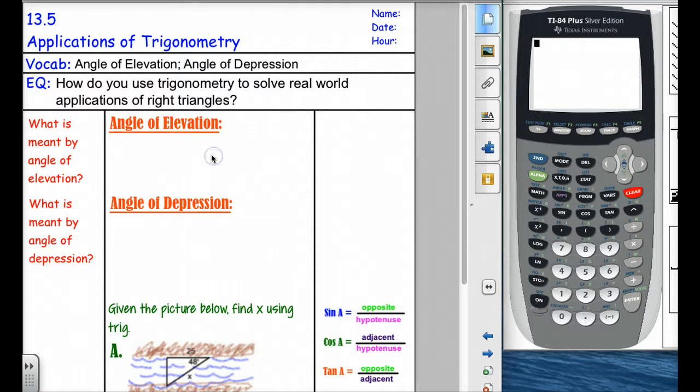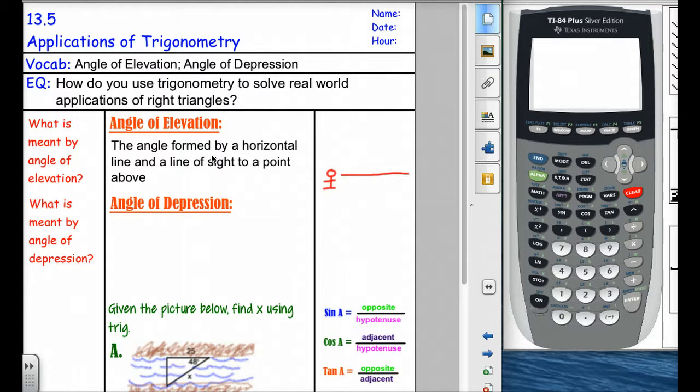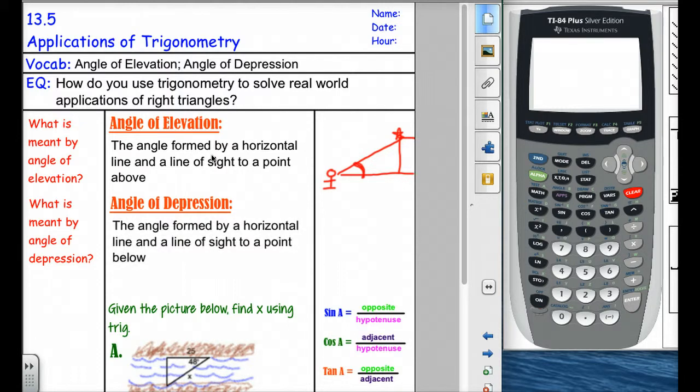When we talk angle of elevation, we're talking about the angle formed by a horizontal line and a line of sight to a point above. What that kind of looks like is, say you have a person here and there's a horizontal line here. Their line of sight to, say, something up here is going to be that angle of elevation.